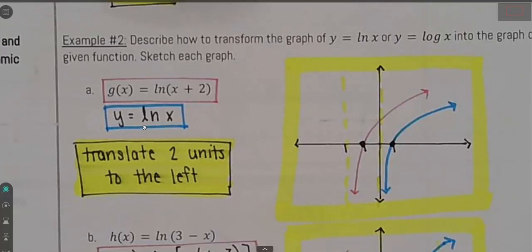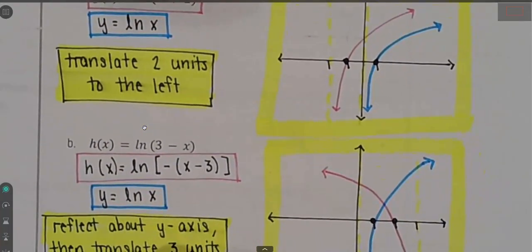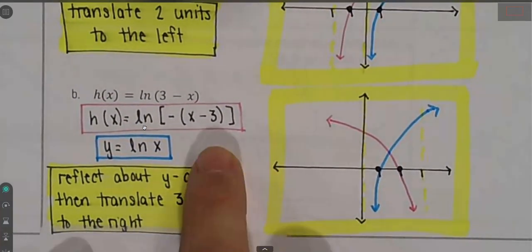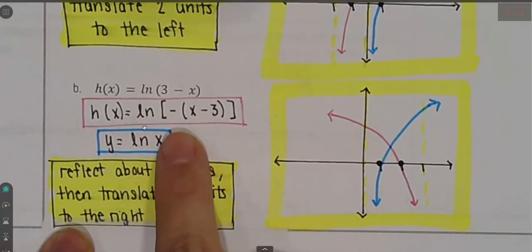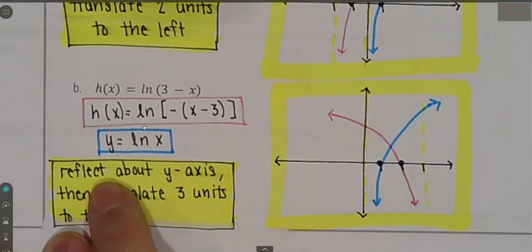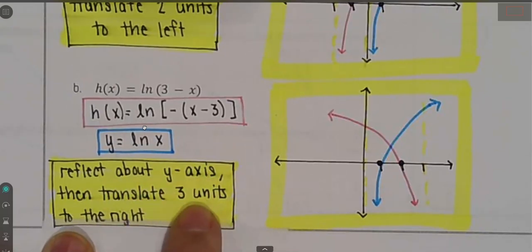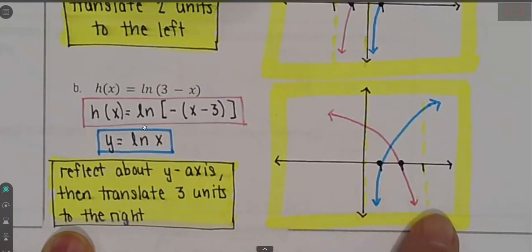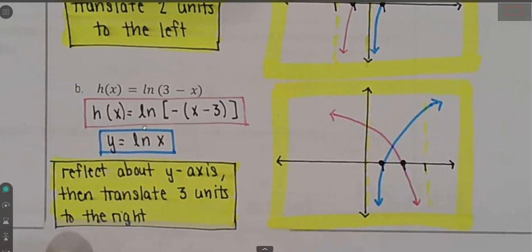All right, because of time, I'm just going to finish this off. So part B, it's a little bit easier to see the translation if you write it like this. What I did here is I pulled out a negative. So now I have negative, parentheses, x minus 3. Now I can see it's being reflected about the y-axis and then translated 3 units to the right. So it looks something like that. All right, and we'll pick up on practice problem number 2 next time we meet. Let me freeze it here.